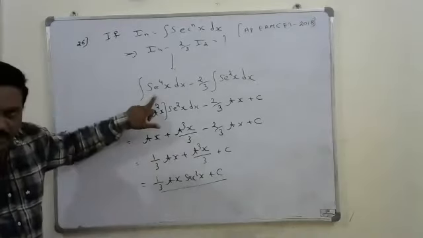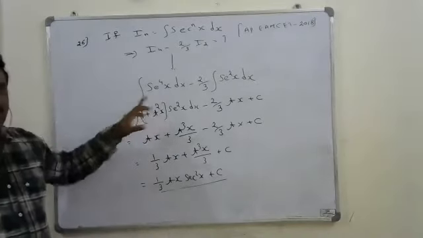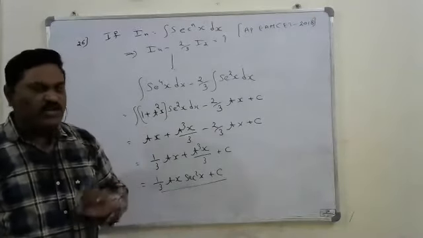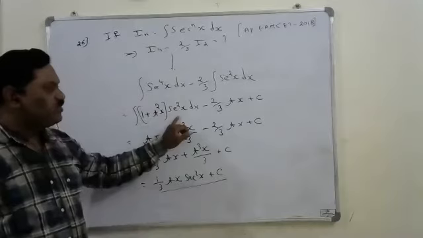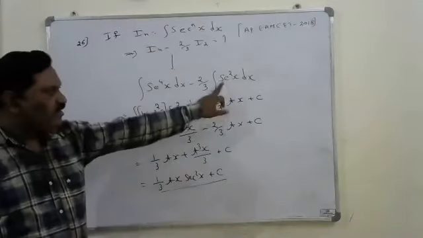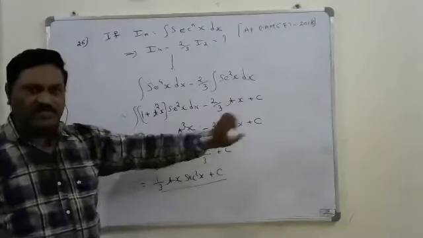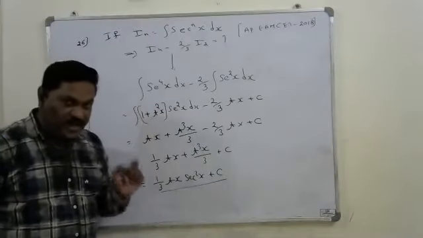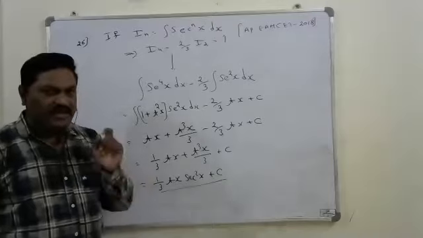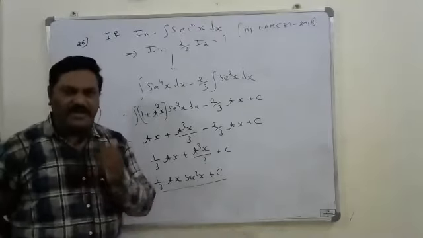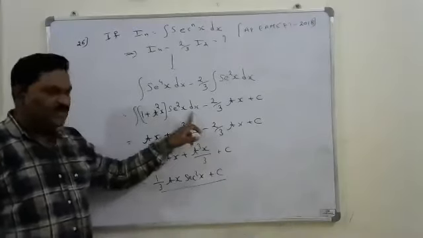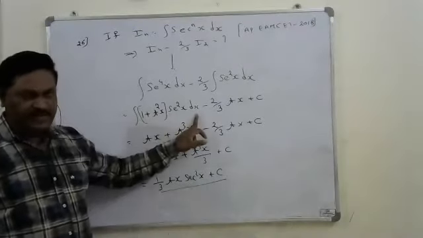Now secant power 4x, we will write as secant square x into secant square x. Write down one secant square x as 1 plus tan square x, into secant square x dx. And integral secant square x is tan x. That's the formula, we know it. Now to evaluate this integration, take tan x equal to t. The derivative of tan x is secant square x dx, which becomes dt. So this is 1 plus t square dt.